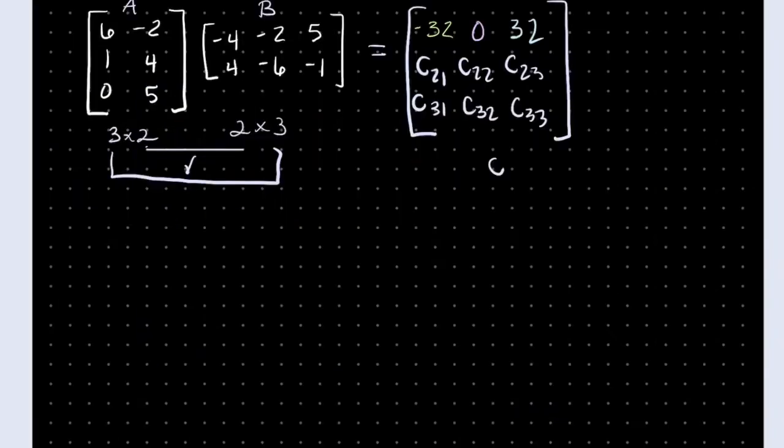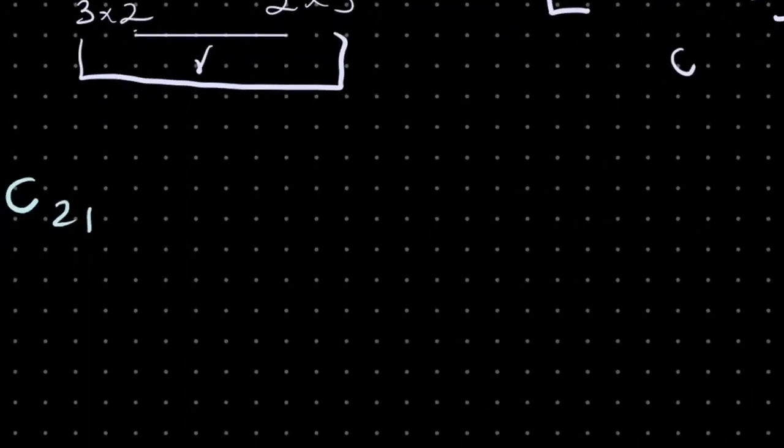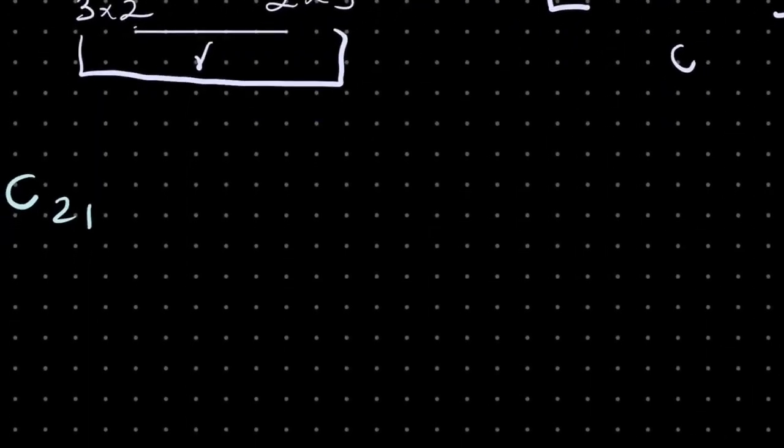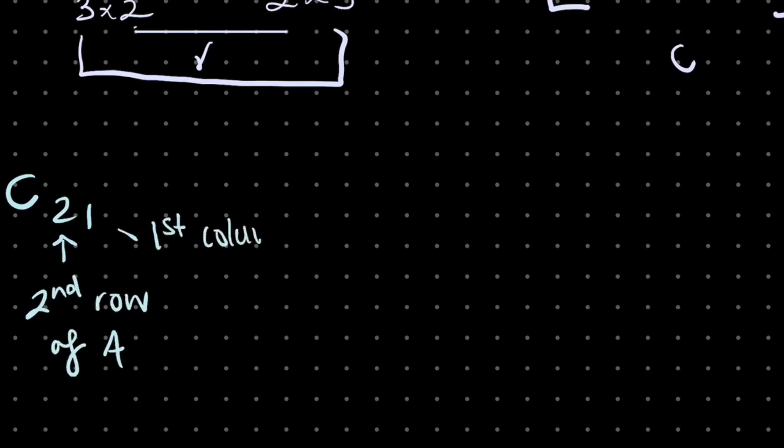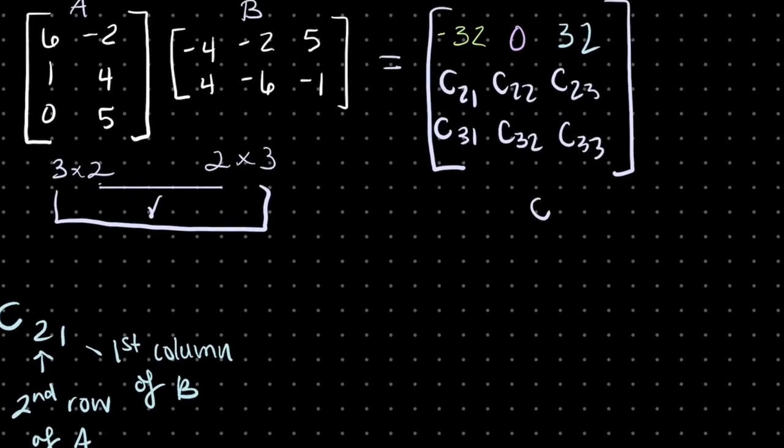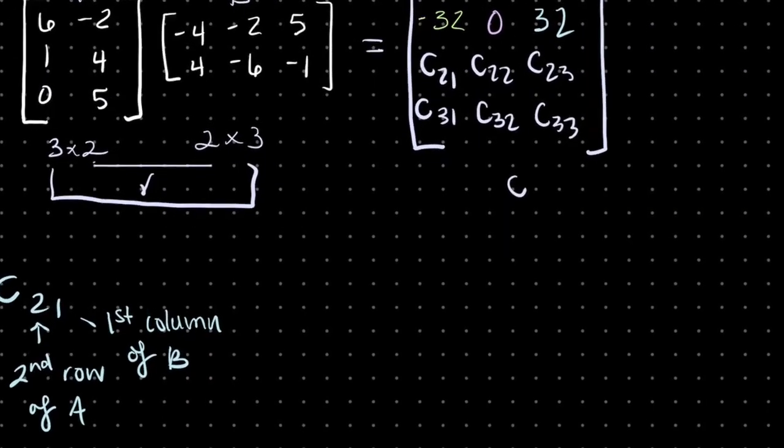Okay, so now we will start over. Well, not start over. Now we'll move on to the second row of C. C21 says that I'm going to look at the second row of A and the first column of B, right? So now I'm in row 2 of A.